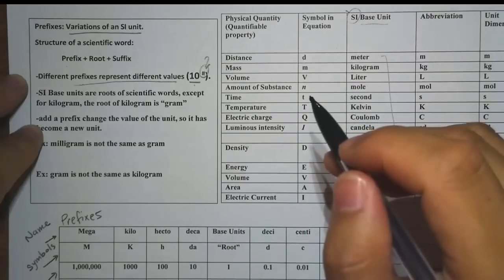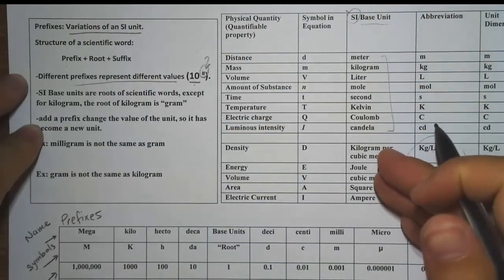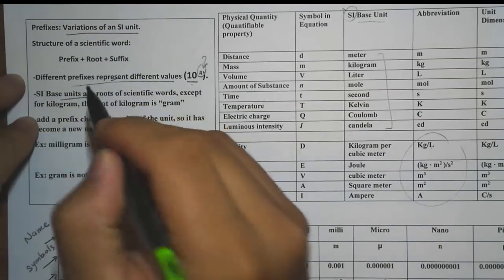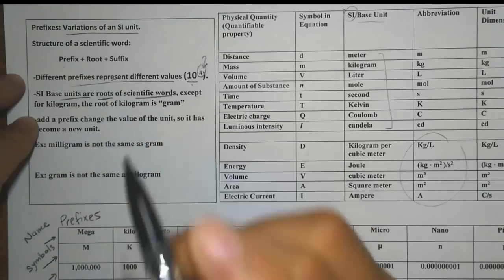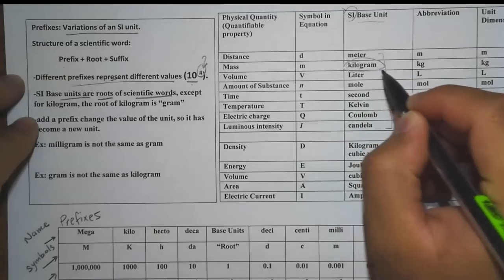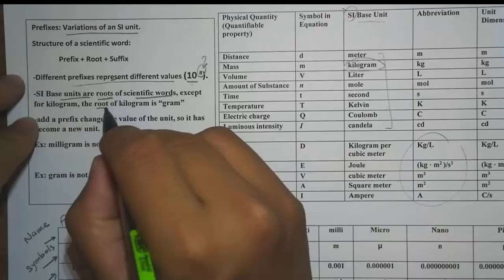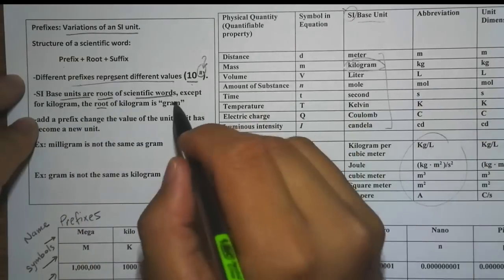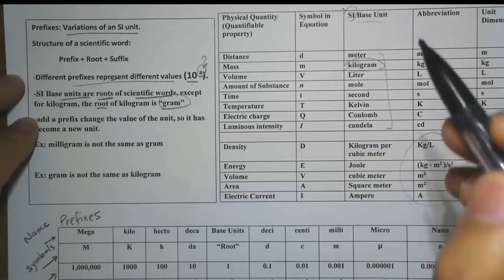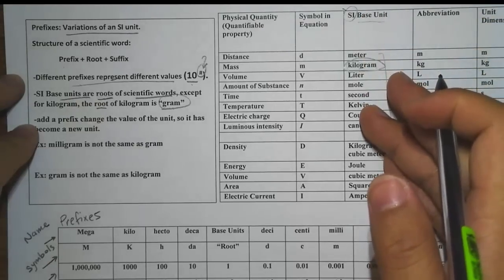Now, before we look at the example, one thing you need to realize by looking at the pattern of the base units is that the base units are basically the roots of scientific words, except for kilogram. Look at the word kilogram. It has a prefix already. So in kilogram, which is the base unit for mass, the root of that base unit is gram. So gram is the root in kilogram. Keep that in mind. And everything else is the root of the word.